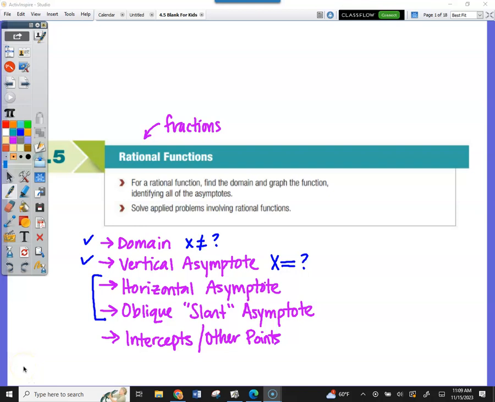4 or 5 notes. Yesterday we covered all 5 topics. We talked about finding the domain. It's just setting the denominator equal to 0 and solving to see what's off limits. And when you do that, you have also found the vertical asymptotes.